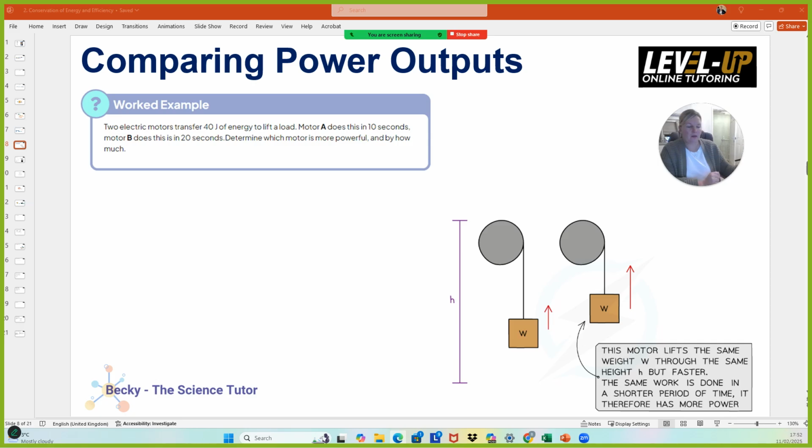Do you want me to pop the equation back on for you a second? Power equals the energy over the time. So I'm going to do motor A and motor B. Find the power of each. So calculate your power of both, and then decide which is the most powerful.